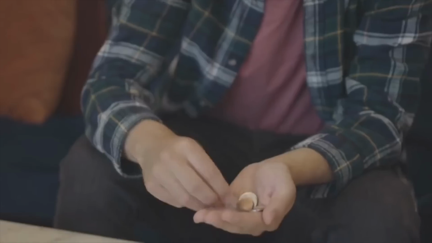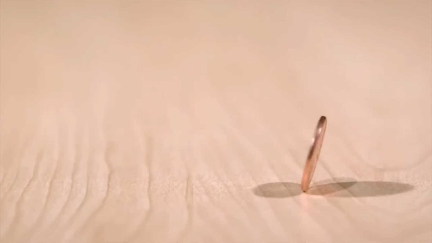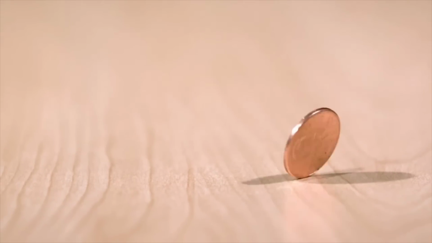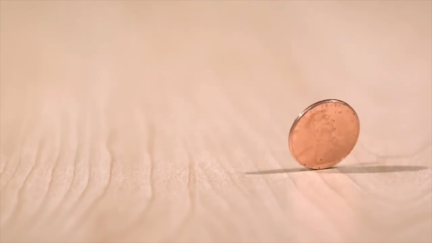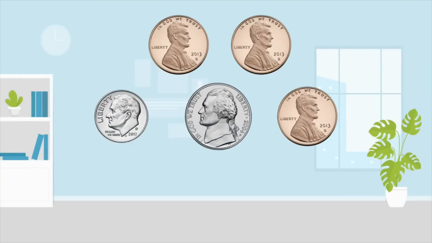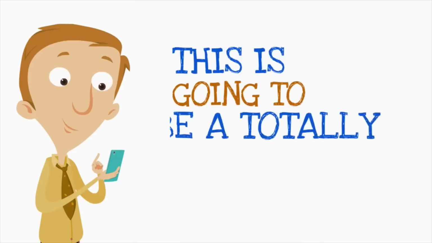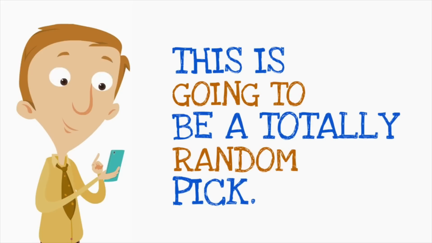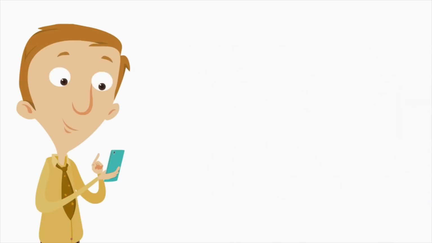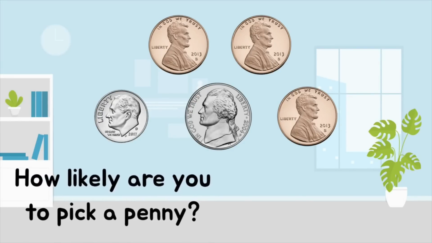I'll show you how it works using coins. Yeah, coins are fun. Especially to spin, okay? Look at this spinning penny, and it might look like the penny's alone. Don't worry, the penny has coin friends. Let's say you have these 5 coins, 3 pennies, 1 dime, and 1 nickel. You decide to randomly pick a coin to spin on a table. This is going to be a totally random pick. You aren't going to peek. If you randomly pick one of these coins, how likely are you to pick a penny?